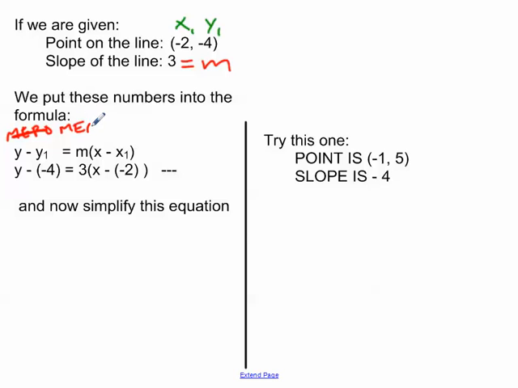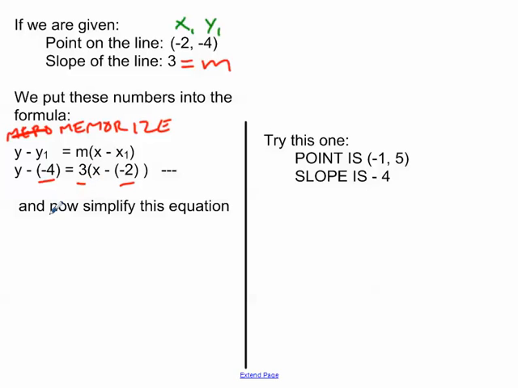First of all, spell it right. Memorize that formula. y minus y1 equals m times x minus x1. And all we do is we plug in some numbers. We got x1 is -2, we put it right there. We got y1 is -4, we put it right there. And we've got slope is 3, we put it right there.